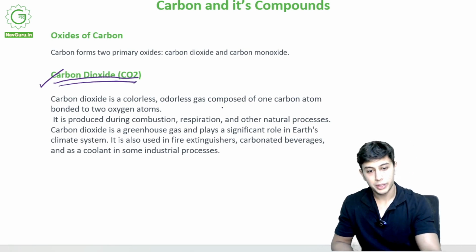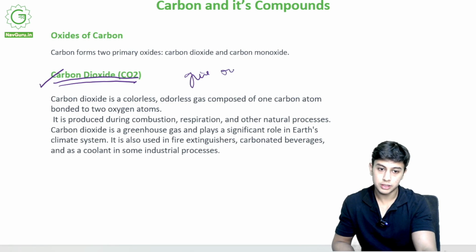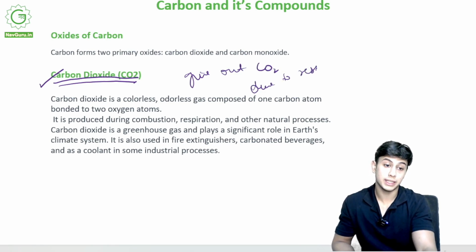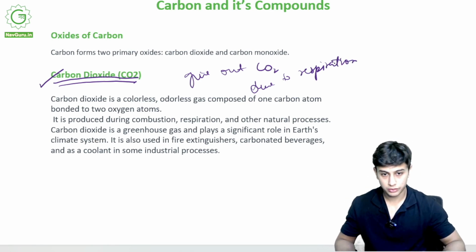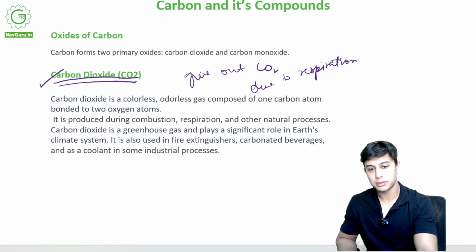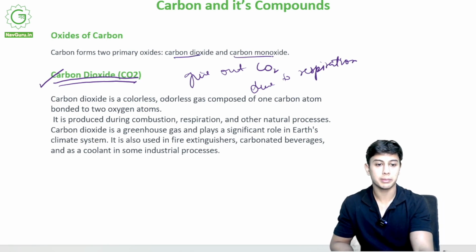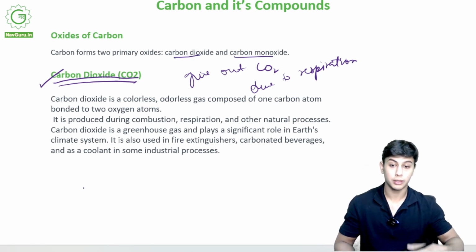Okay, we give out CO2 due to respiration. It is used by plants. Alright, you see the system here. So the two types of oxides will be carbon dioxide and carbon monoxide. I will go into the detail of both.